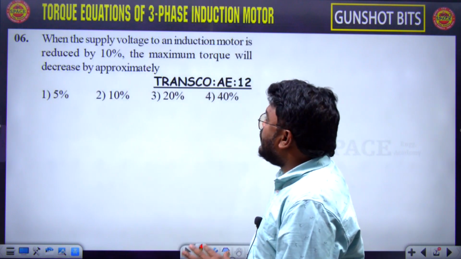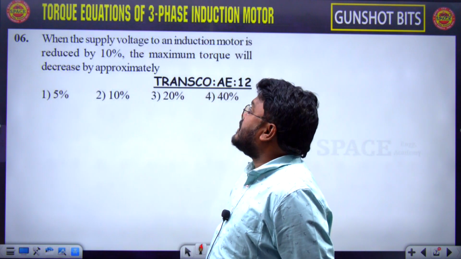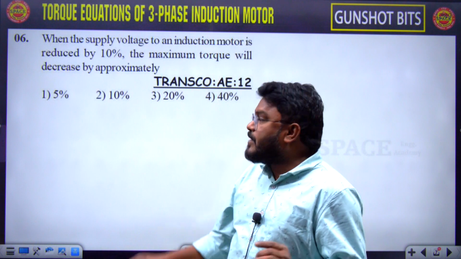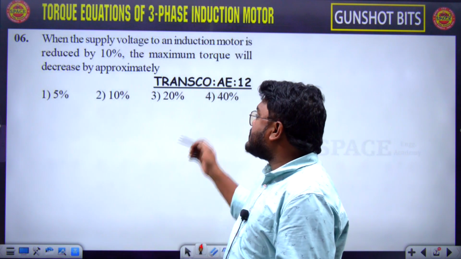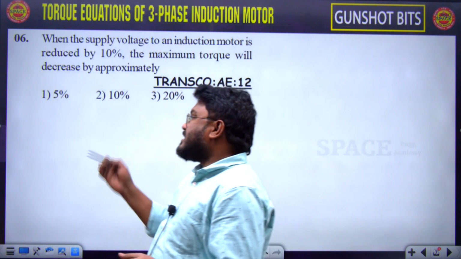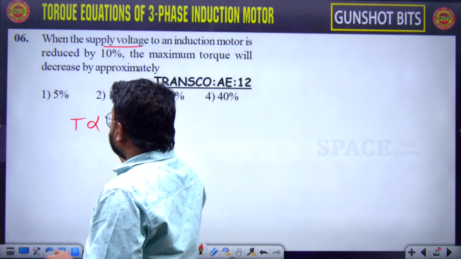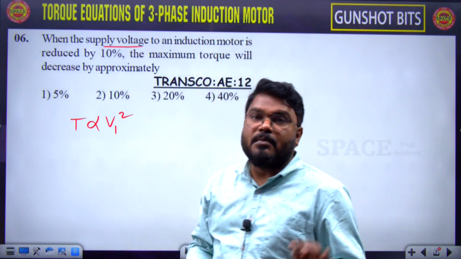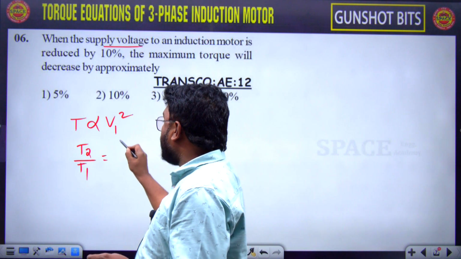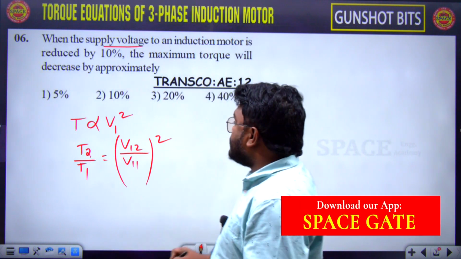When the supply voltage to the induction motor is reduced by 10%, then the maximum torque will decrease by approximately: option 1, 5%; option 2, 10%; option 3, 20%; option 4, 40%. The same concept: the relation between the torque and supply voltage. Torque is directly proportional to the square of the applied voltage. So this equation can be written as T2 by T1 is equal to V1 in case 2 divided by V1 in case 1, the whole square. So now simplify here.